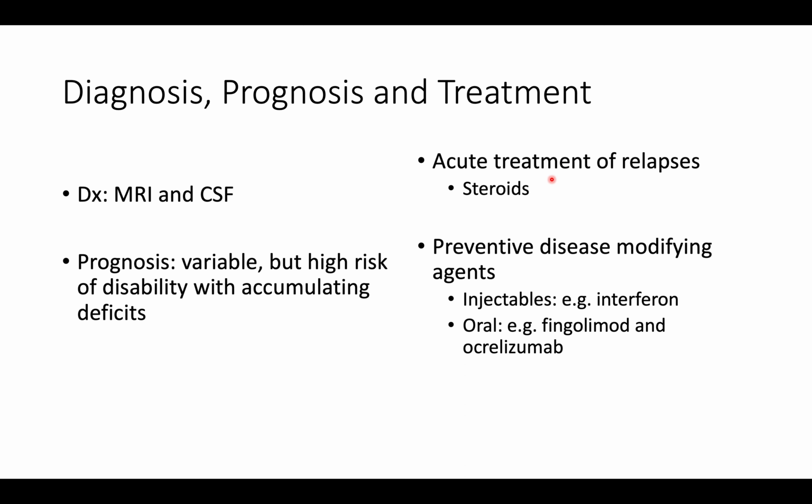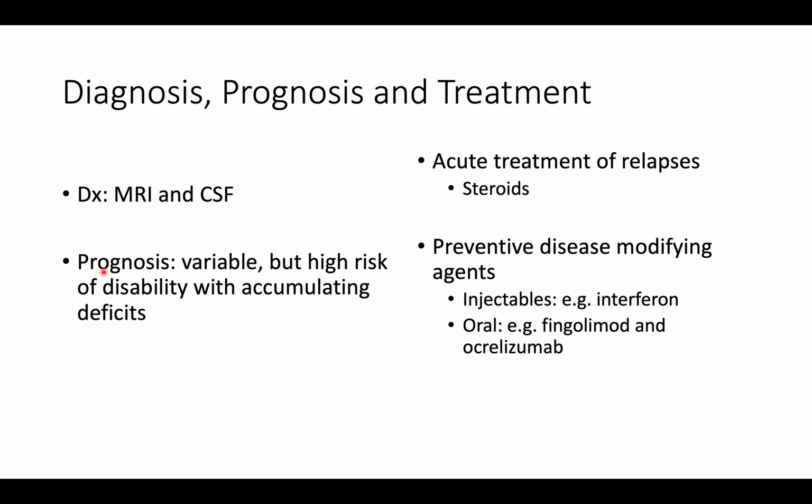So what is the acute treatment of relapses? We give steroids. So a patient came with visual loss, we give steroids, and then when he's in the remission phase, we give preventive disease drugs like interferon, fingolimod, and ocrelizumab. So these are preventing agents, and this is an acute drug.